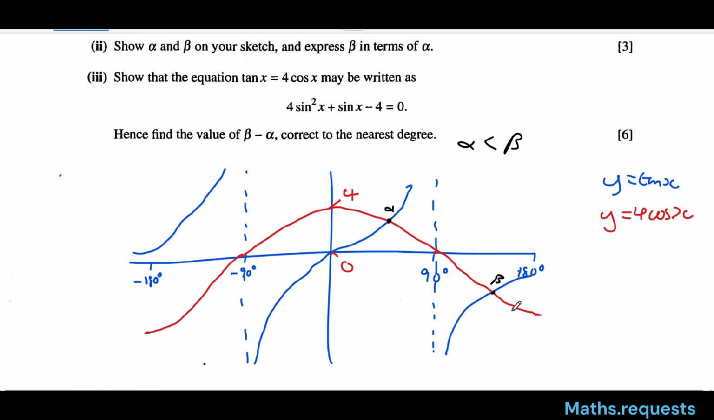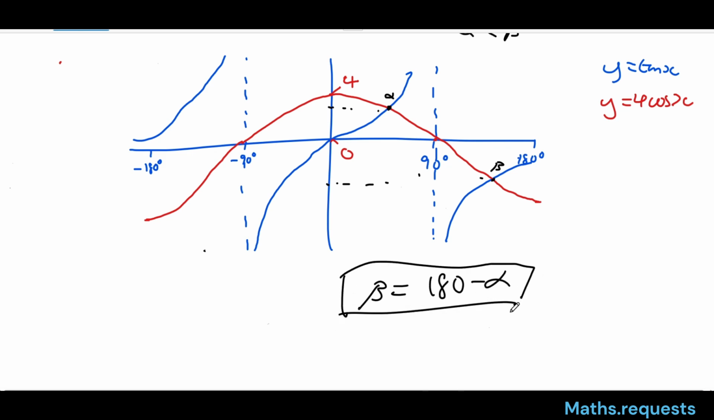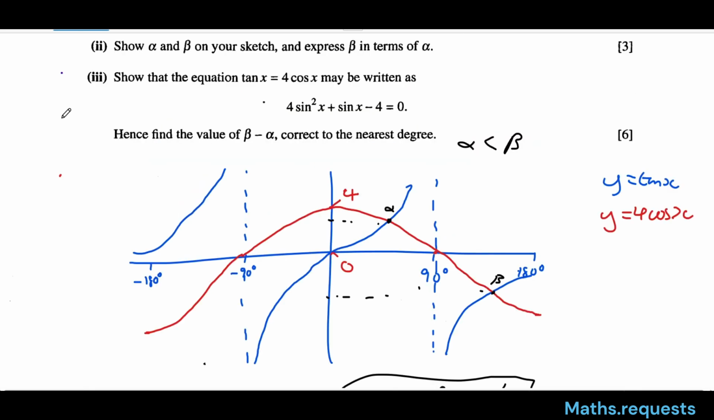And express beta in terms of alpha. Okay, so well, the y values of alpha and beta are the same, the modulus of those values. And then if you think about a tan CAST diagram, beta is going to equal 180 minus alpha. To work this out, you just kind of have to use your knowledge of tan graphs and cos graphs.